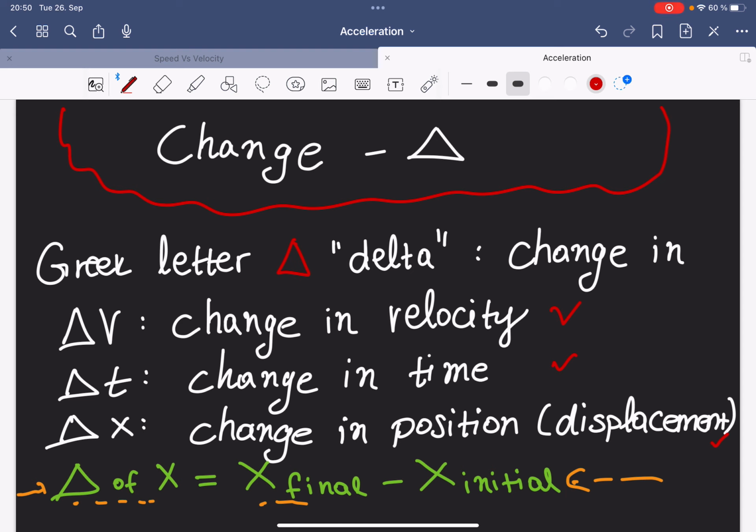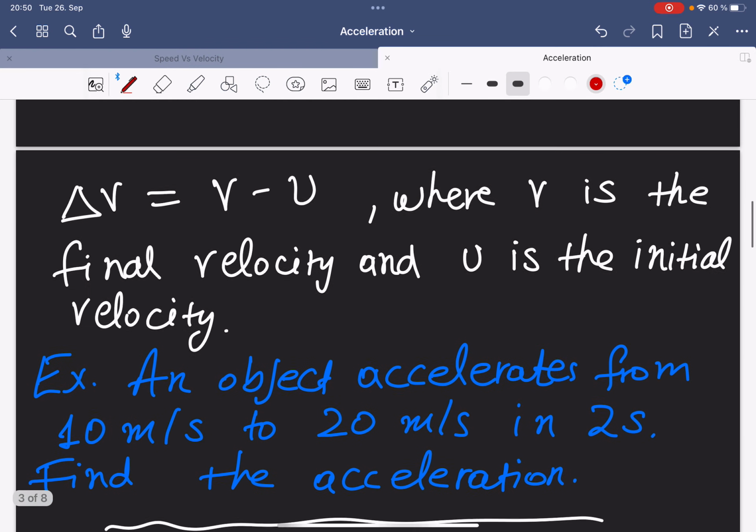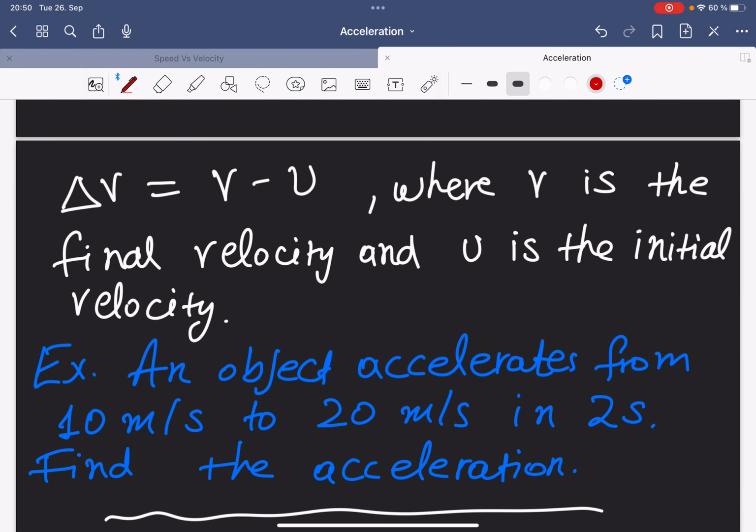And in general, the delta of x, being any quantity that we can define, is the value of this quantity in the final position, the final position in time, minus the initial one. And this will become clear now through some examples that I have. So the change in velocity, delta V, is defined as V minus U, where V, we're using it for the final velocity, and U, we're using it for the initial velocity.